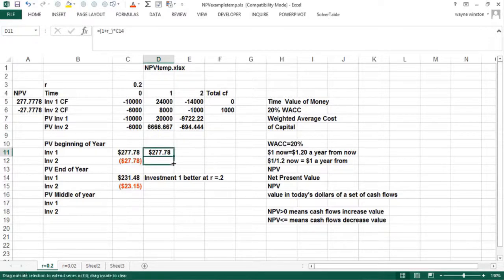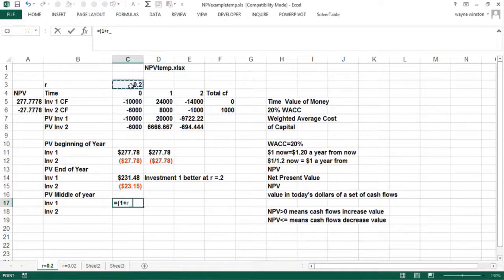Now, suppose you wanted to do middle of the year NPV. You could use the logic we just used. You could take the end of the year and pull it forward 6 months, and you would multiply by the square root of 1 plus the interest rate, raised to the 0.5. And then I could do investment two that way.